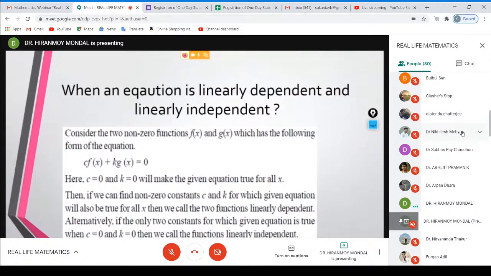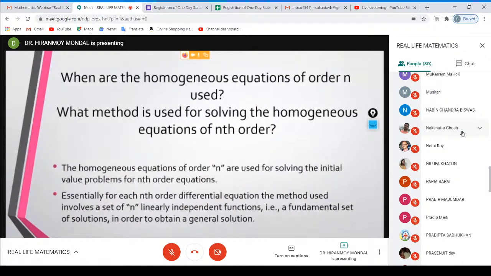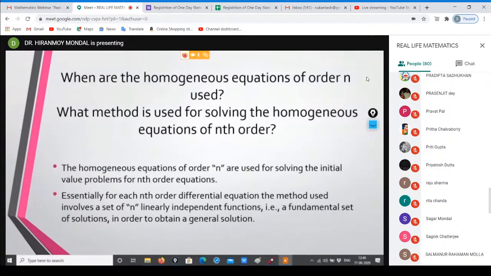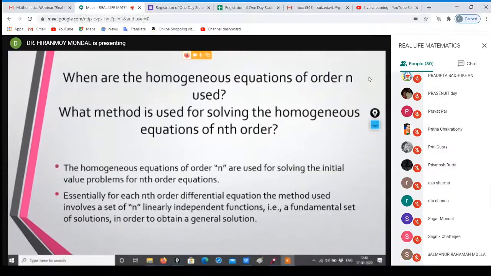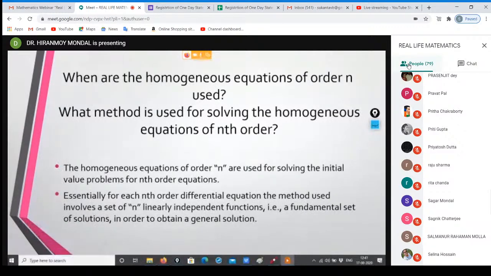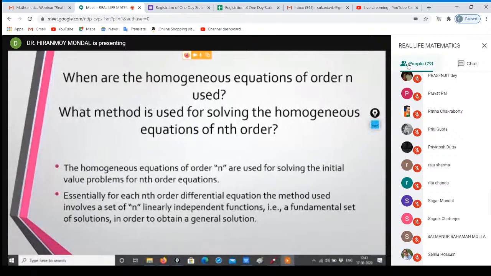After that, we are showing when the homogeneous equation of order n is used. The homogeneous equation of order n is used for solving the initial value problem for an nth order equation. But another question: what method is used for solving the homogeneous equation? Essentially, for each nth order differential equation, the method involves a set of n linearly independent functions, that is a fundamental set of solutions, in order to obtain a general solution.